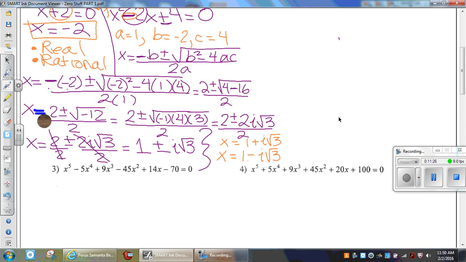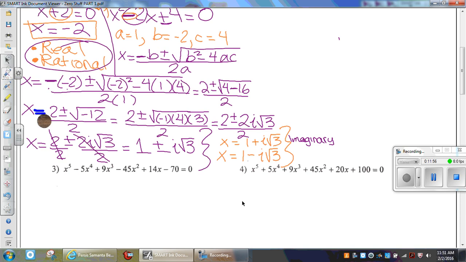Conjugate. So those numbers are complex conjugates. Like they're married. So how many zeros do we have in total? 3. That is, 1 is real and rational, and we have 2 imaginary. Not irrational, imaginary. So as long as they have i, that makes it imaginary.